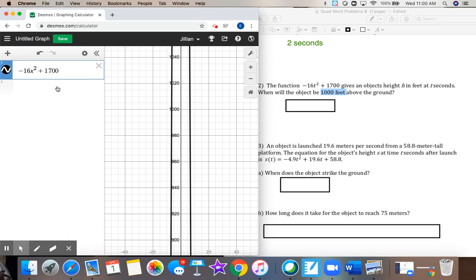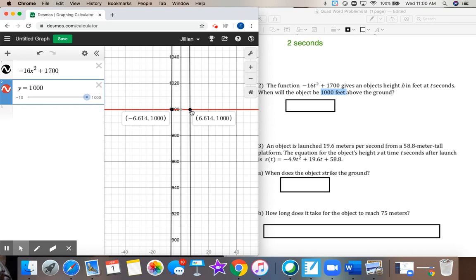So the other thing that you can do, instead of coming over here and making a table like we did last time, is make an equation for y equals 1,000, because if we know that our object is 1,000 feet above the ground, that means that our y is 1,000. So we're trying to find where our parabola hits this 1,000.